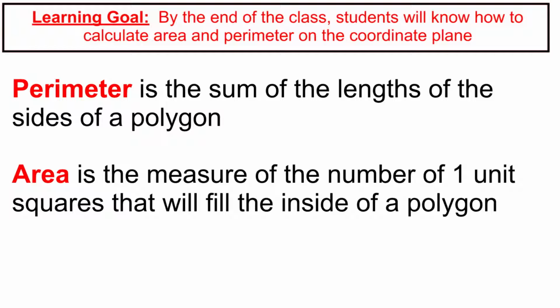Area is the measure of the number of 1 unit squares that will fit on the inside of a polygon. So this is the measure of the outside of the polygon and the inside of the polygon, right? And this word polygon is showing up for the first time. What that generally represents is any shape that has straight edges and is closed. So things like these are polygons.